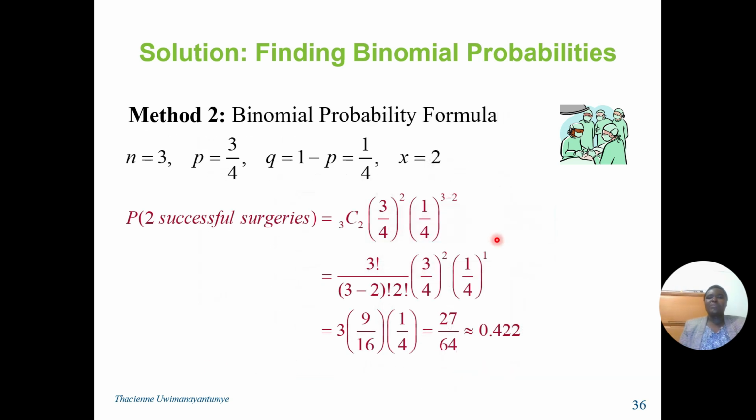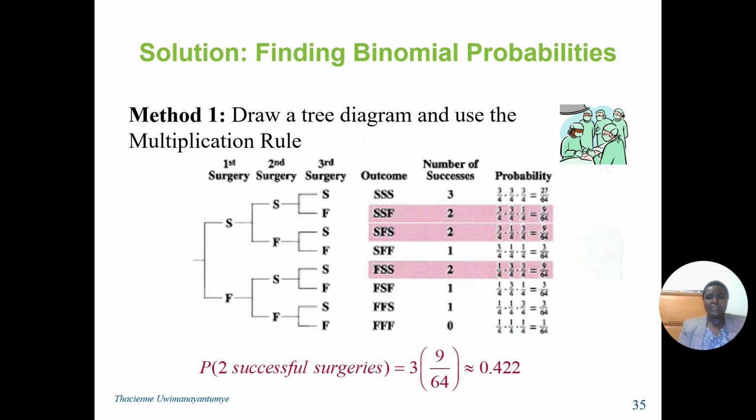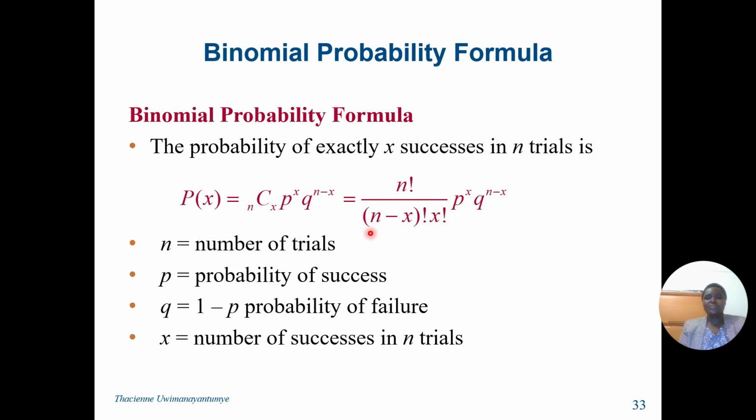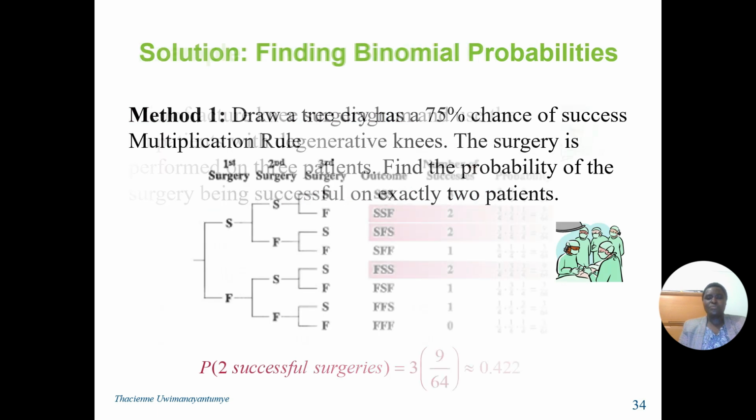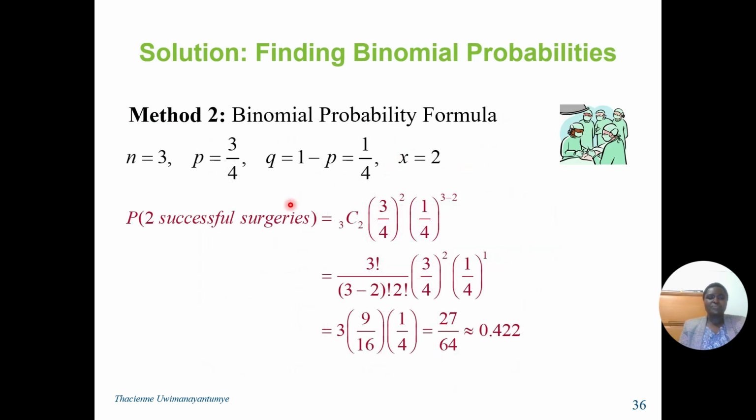But what if we use the binomial probability formula that we have seen earlier? We can also use this formula, and then we have to compute first. We have n equal to 3, and the probability of success, this is 75%, and then the probability of failure is 1 over 4, and x is equal to 2. Then we replace everything by its value: n by 3, x by 2, p by 3 over 4, and q by 1 over 4, and we compute it, and we will get the same value, 0.422.